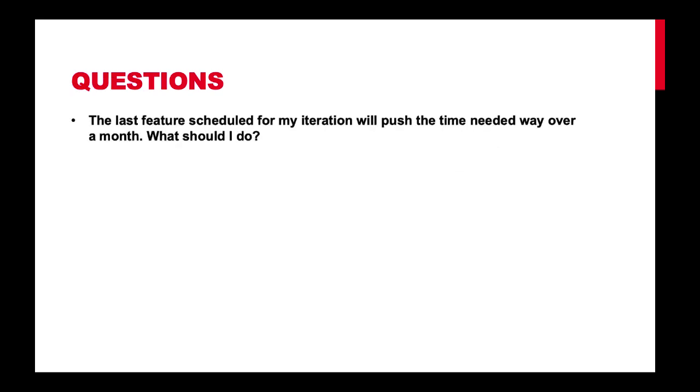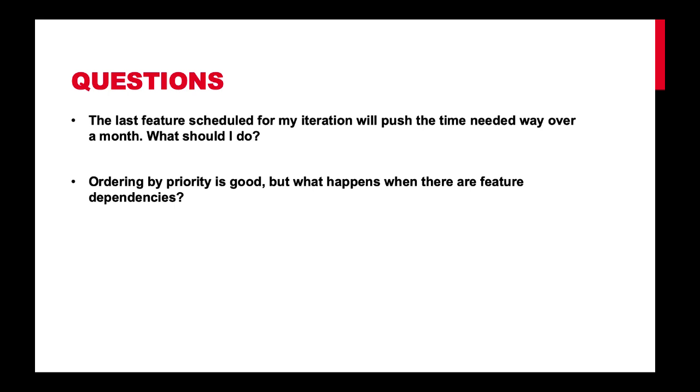So, the last feature scheduled for my iteration will push the time needed way over a month. What should I do? Easy answer. Tell your client, push it to the next iteration. Ordering by priority is good, but what happens when there are dependencies? Well, guess what? Dependencies always take priority. If something you're working on requires you to implement something that's later, you have to get that done first. You shift around and do it first.